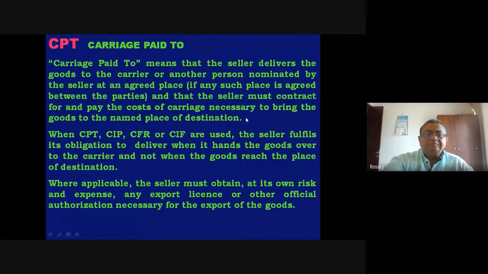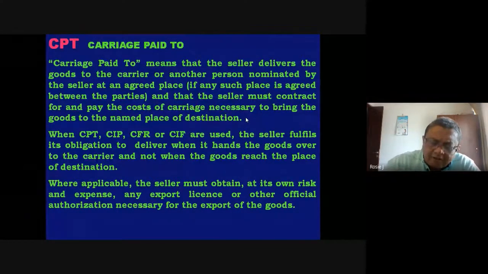Now, a very small difference here. In FCA, I told you the container yard at Kadugan. Once the goods are handed over to the terminal at Kadugan, that is the delivery point, and therefore all risk gets transferred to the importer, same as FCA. But there's one additional thing here.